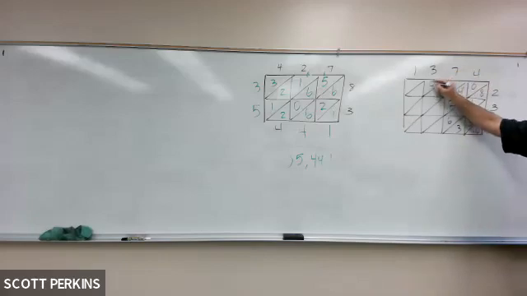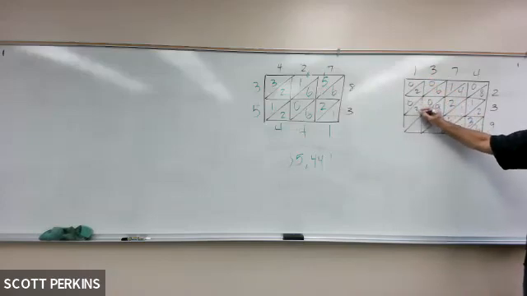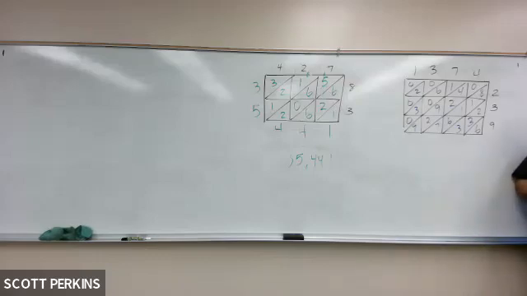3 times 2 is 6. 3 times 3 is 9. 3 times 9 is 27. And then 1 times 2 is 2. 1 times 3 is 3. And then 1 times 9 is 9. I think we've got that good.